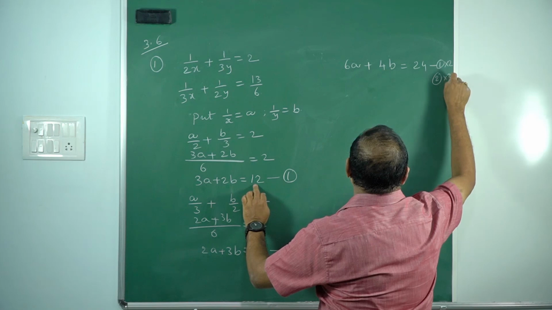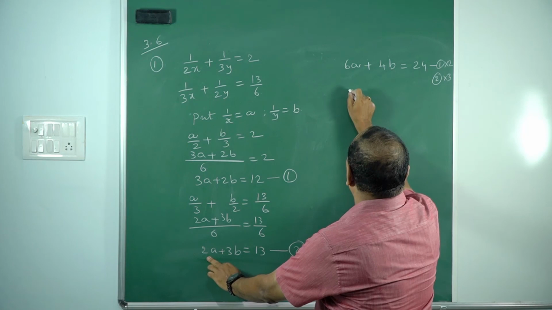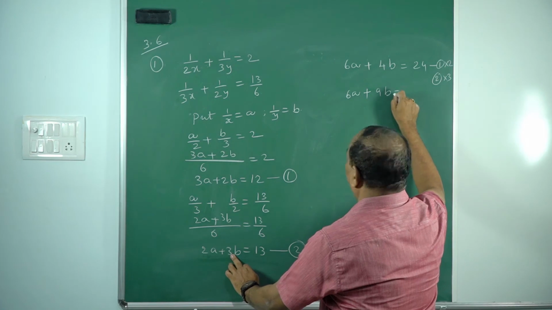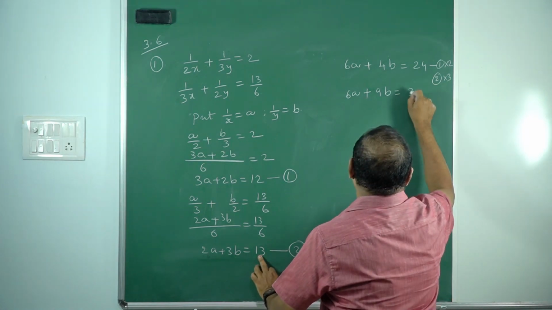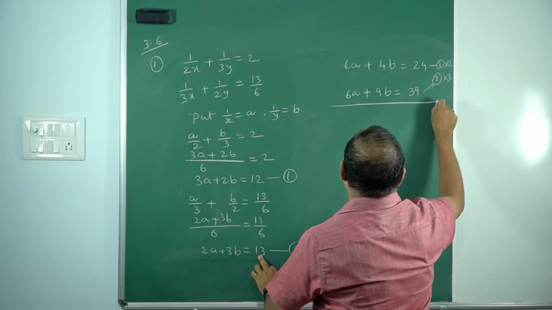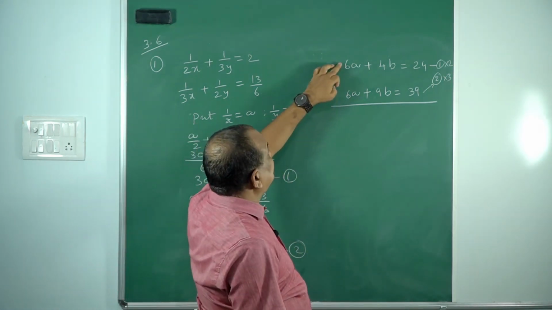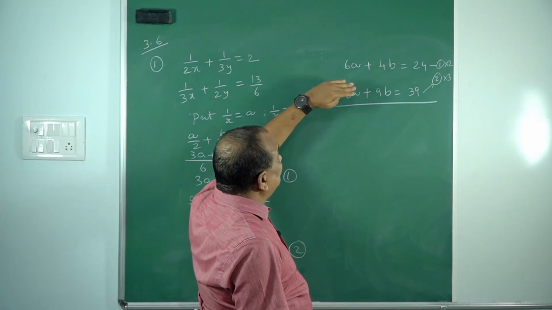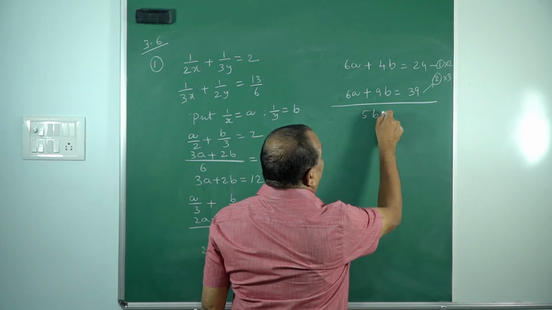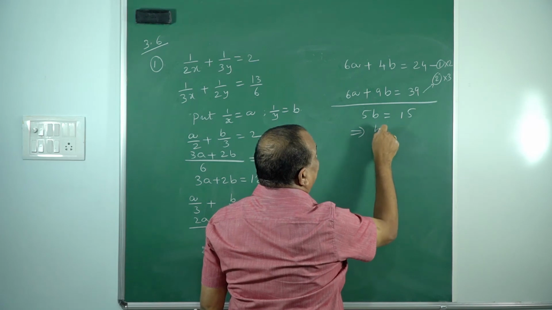The second equation I multiply by 3 throughout: 6a plus 3 times 3b, 9b, is equal to 3 times 13, 39. Come on, it is only simple subtraction. Okay? Because 6a and 6a go off. 6a minus 6a goes off. From this, I am subtracting this one. 9b minus 4b, 5b, is equal to 39 minus 24, 15. It implies b is equal to 3.